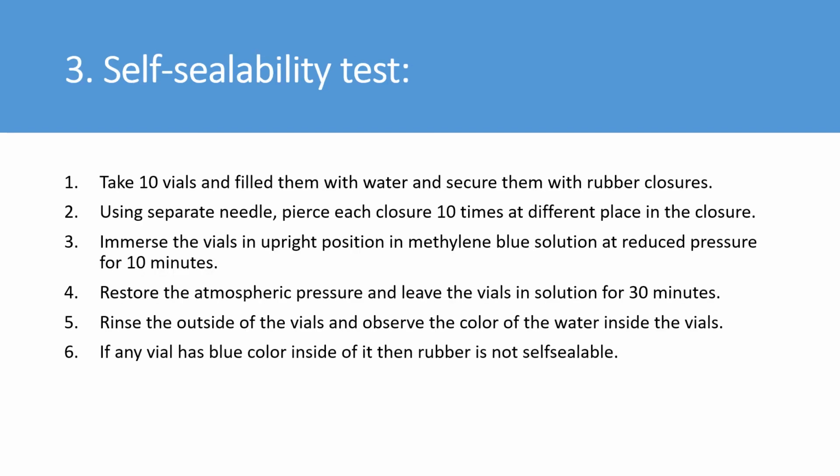The next test is the self-sealability test. As the name indicates, we need to take 10 vials, fill them with water, and secure them with the rubber closures. Using separate needles, pierce each closure 10 times in different places. Then immerse the vials in the upright position in methylene blue solution at reduced pressure for 10 minutes. Then restore the atmospheric pressure and leave the vials in solution for 30 minutes. Rinse the outside of the vial and observe the color of the water inside the vials. If any vial has a blue color inside, then the rubber is not self-sealable.